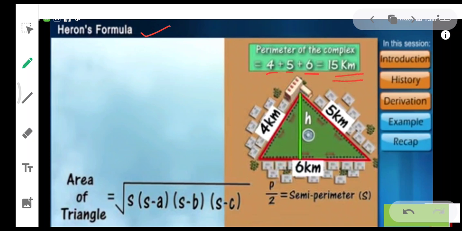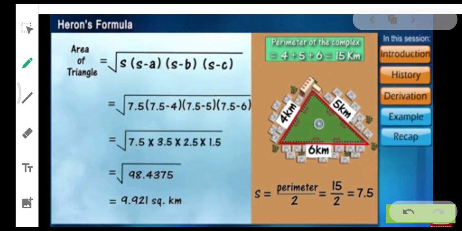So we'll find semi perimeter, and a, b, c are the length of the sides. Perimeter was 15, and 15 by 2 is nothing but 7.5. This is semi perimeter. Now what will be a, b and c? It can be anything, it's your choice. You can take a as this, b as this, and c as 6 kilometer. It's not compulsory you should take a as this only. You can take a as 6, b as 5 and c as 4 also, doesn't matter. You'll get the same answer.